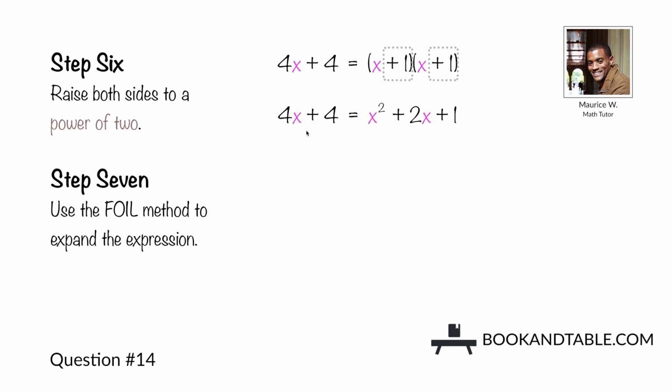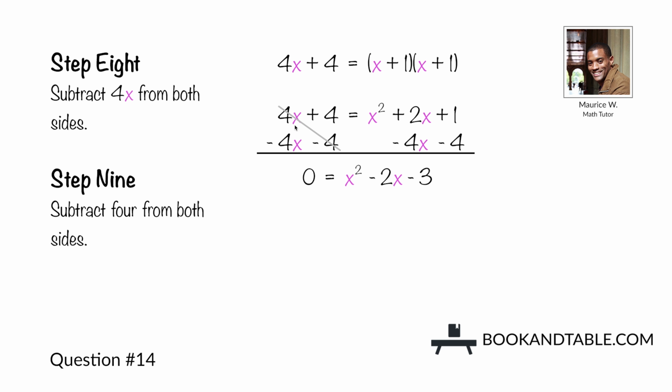We now want to move these terms from the left side to the right side. So step 8, subtract 4x from both sides. And step 9, subtract 4 from both sides, giving us 0 on the left side of our equation. And on the right side, you have x squared, 2x minus 4x, which is negative 2x, and 1 minus 4, which is negative 3.